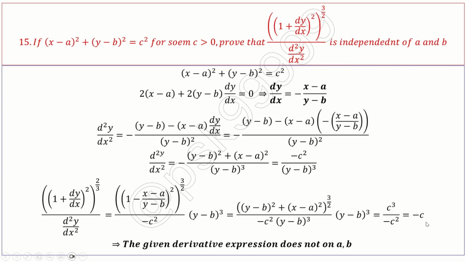Okay, so if it is minus c, that means the given expression does not depend on a and b. That is what is asking us to prove, right? This expression is independent of a and b. This expression is equal to minus c. That's what we got. So it is independent of a and b.